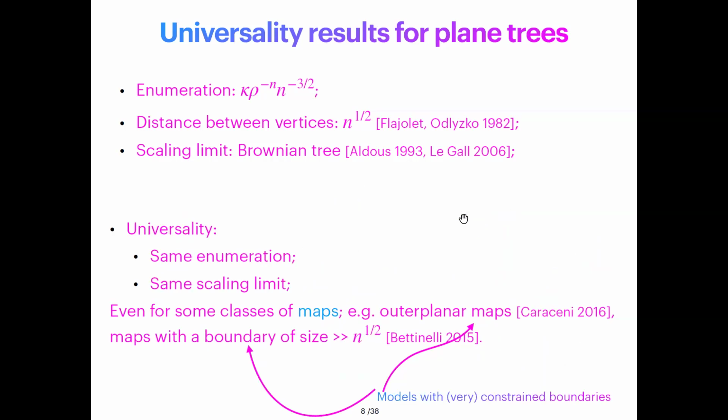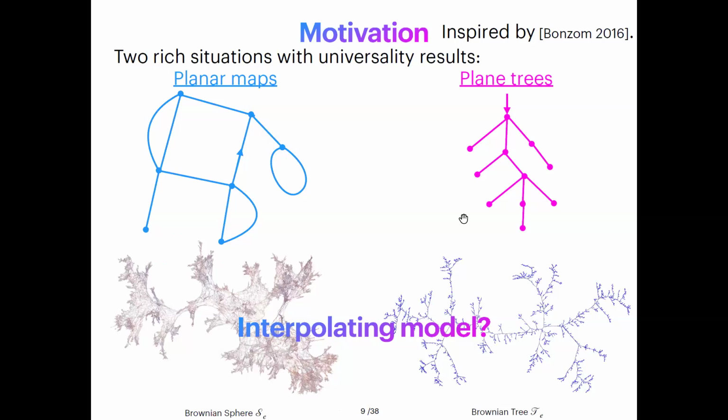So we have the same shape for the asymptotics of the enumeration and the same scaling limit for natural classes of trees, but also for some classes of maps, such as outerplanar maps or maps with a very large boundary. And that's really interesting and poses a question: is there an interpolating model between these two rich, interesting situations? This question is natural, maybe from a mathematical point of view, but also from a physical point of view. And in fact, it was introduced by Bonhomme in 2016 in the context of statistical physics.